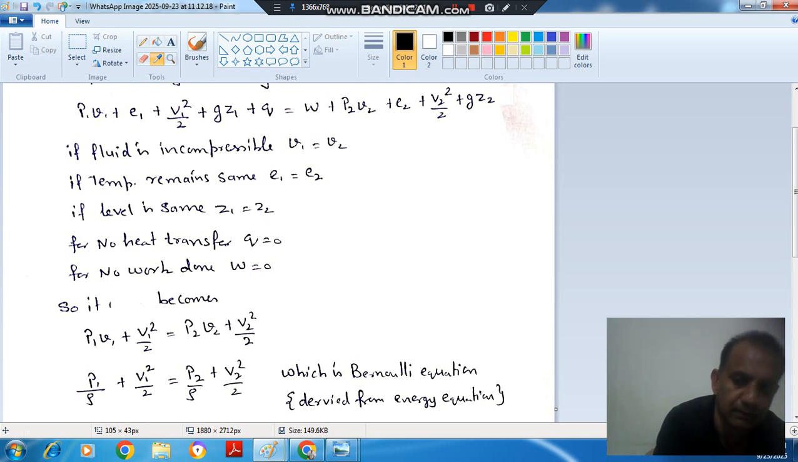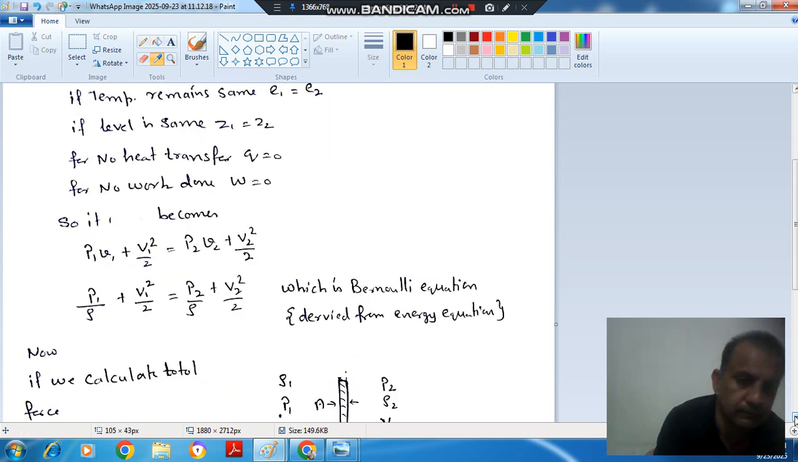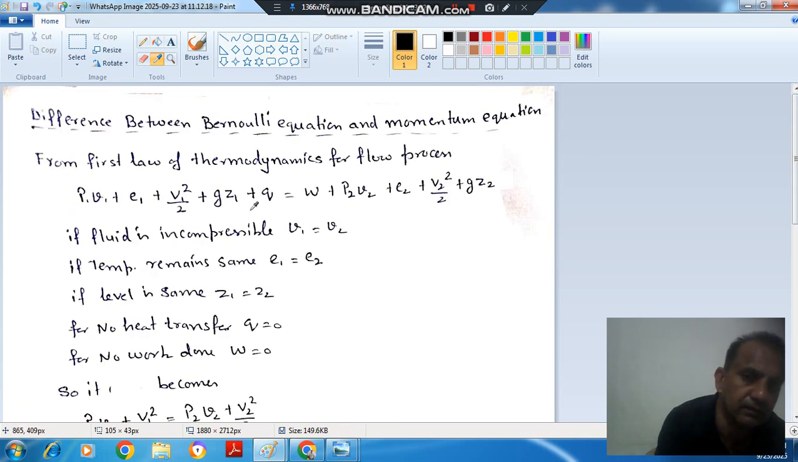Or we can multiply by g also. It will be P1 by rho g plus V1 square by 2g is equal to P2 by rho g plus V2 square by 2g. So it represents energy per unit mass, so this is related to energy, and the first law of thermodynamics is all about energy. Total energy remains conserved, so that is the basic definition of the first law of thermodynamics.